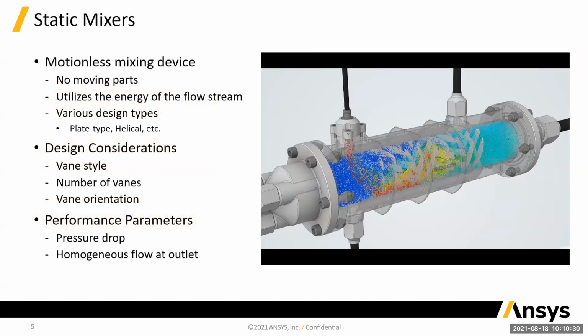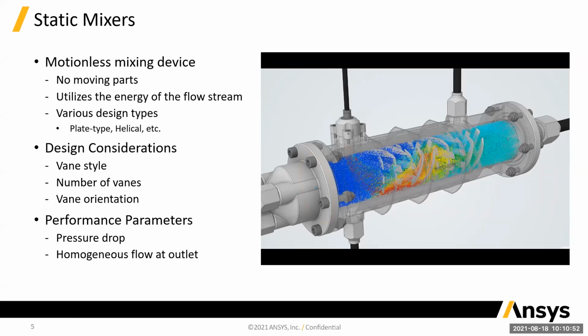So I'm sure most people are familiar. It's like Mike mentioned, it's a motionless mixing device. There's a variety of different design types that you can go ahead and explore. There's a variety of different design considerations here. We have a sample one that we're going to be utilizing today here on the right. But some of the things that you're going to be considering is, what type of vane do I want to use? How many and what are the orientations?